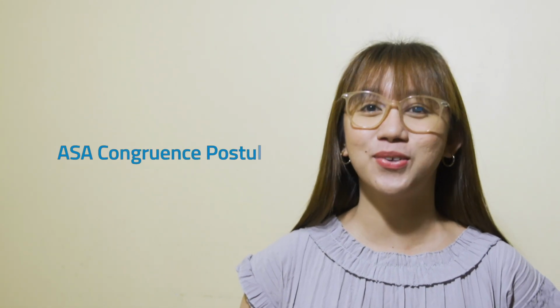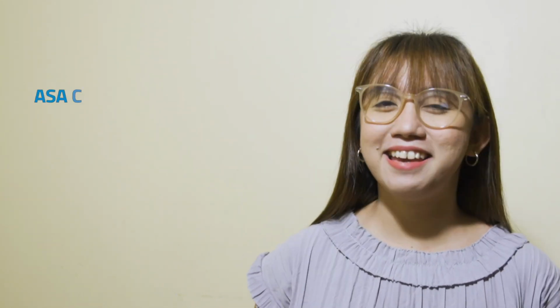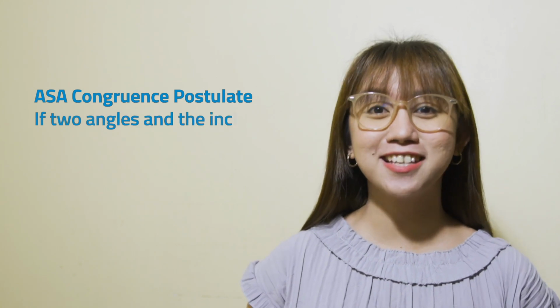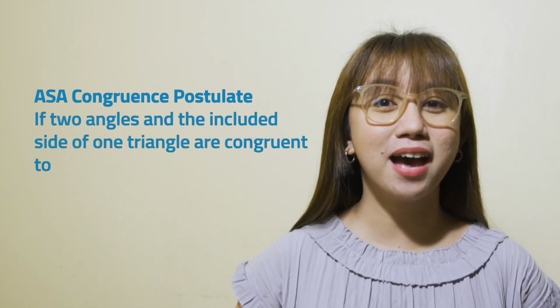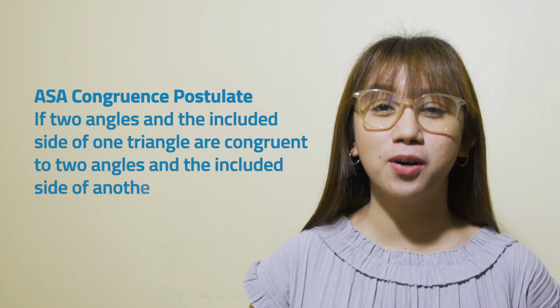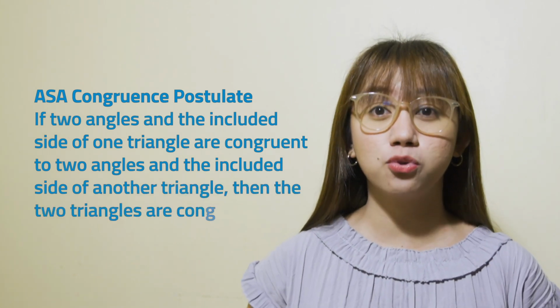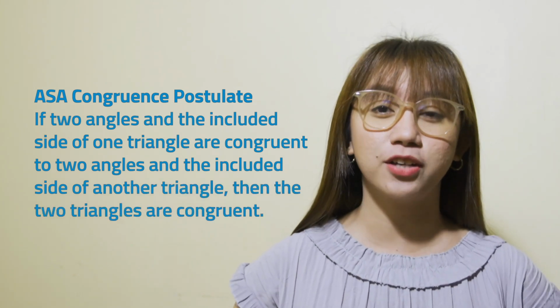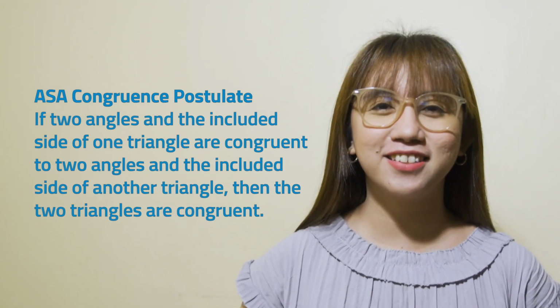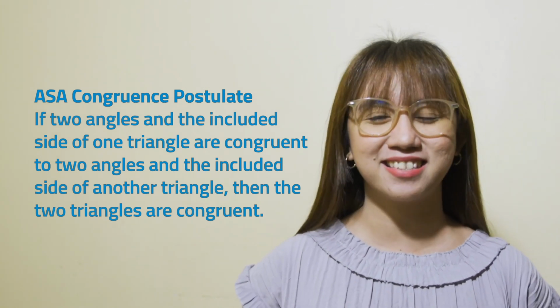If we try to draw another triangle that satisfies the given conditions, we would end up producing a triangle congruent to the one earlier. This result is a specific illustration of the ASA Congruence Postulate. The ASA Congruence Postulate states that if two angles and the included side of one triangle are congruent to two angles and the included side of another triangle, then the two triangles are congruent.